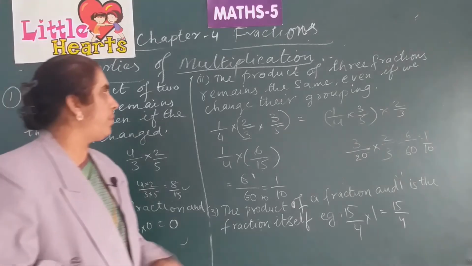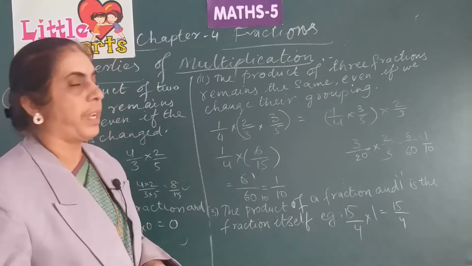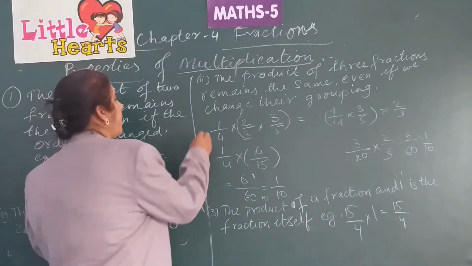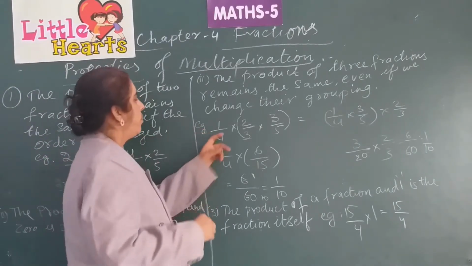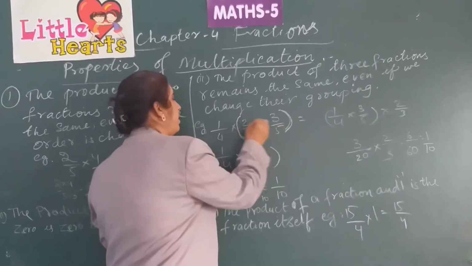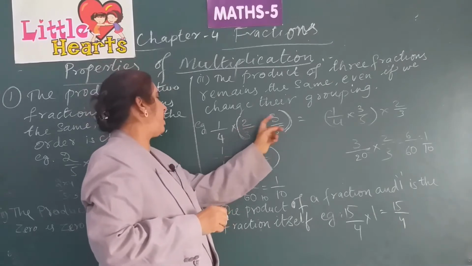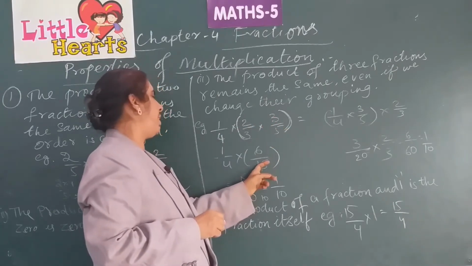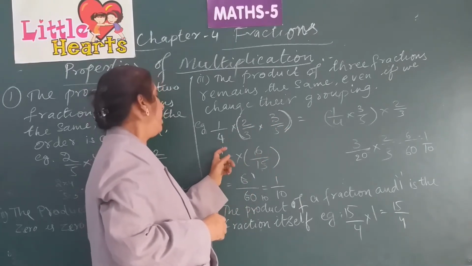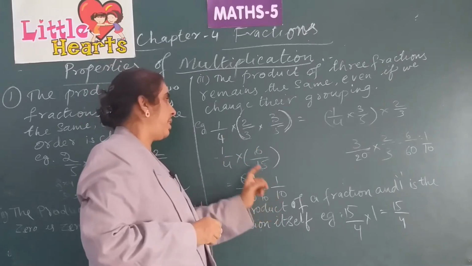The product of three fractions remains the same even if we change their grouping. Let us take an example. 1 by 4 into 2 by 3 into 3 by 5. First we shall multiply these two fractions and multiply with this. 1 by 4 into the value of this fraction, which is 6 by 15. Now multiply these two. 6 into 1 by 4 into 15, that is 6 by 60, 1 by 10.